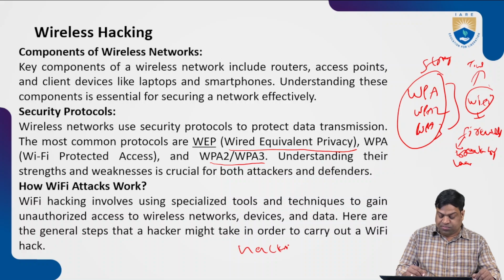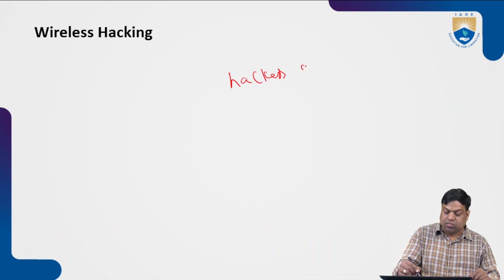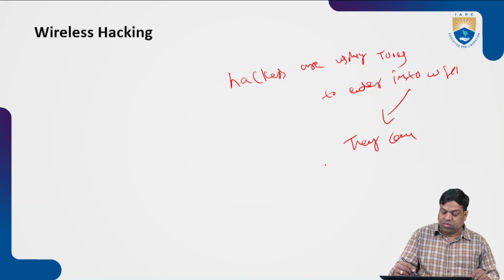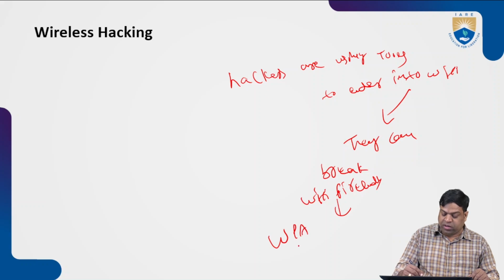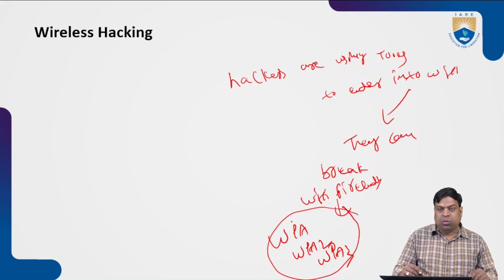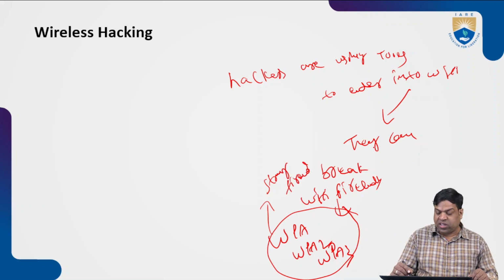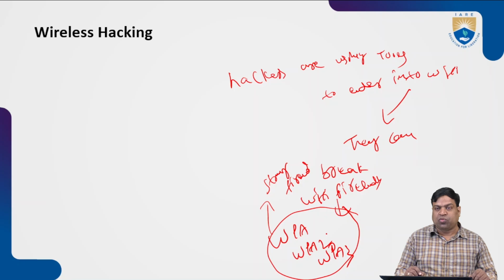If hackers are using tools to enter into Wi-Fi, they can break Wi-Fi firewalls like WPA, WPA2, WPA3. So almost WPA, WPA2, WPA3 are the strong firewalls. But if any hackers can break the Wi-Fi, then they are trying to break these firewalls.